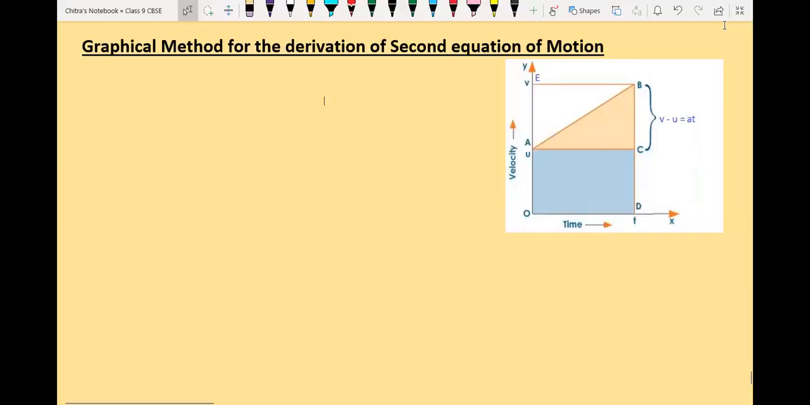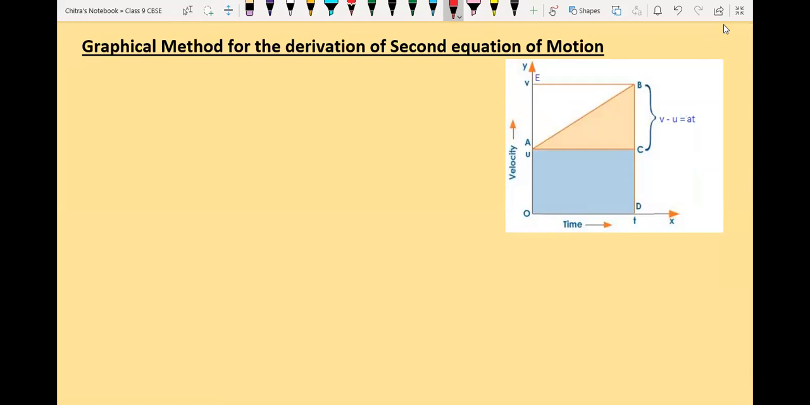So students, today we are going to derive the second equation of motion by the graphical method. Here we have the graph which shows time and velocity. And we all know that the equations of motion are applicable only for what? Uniform acceleration only.